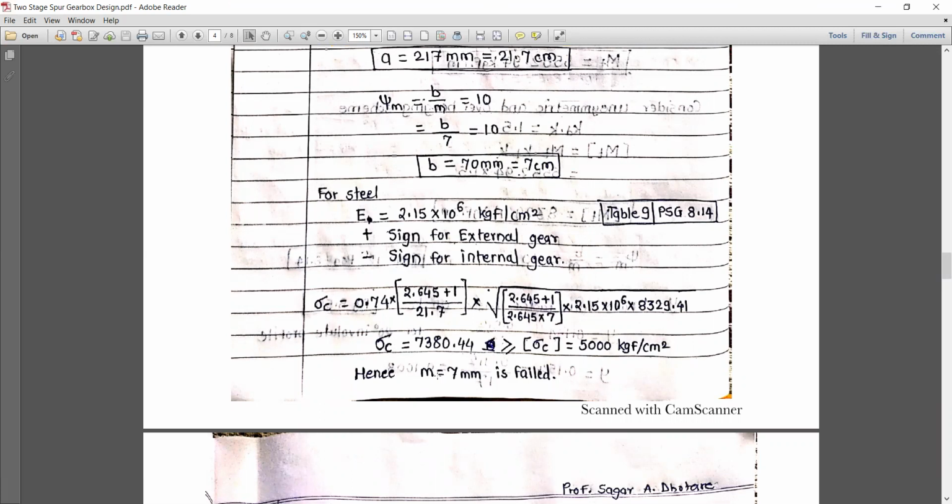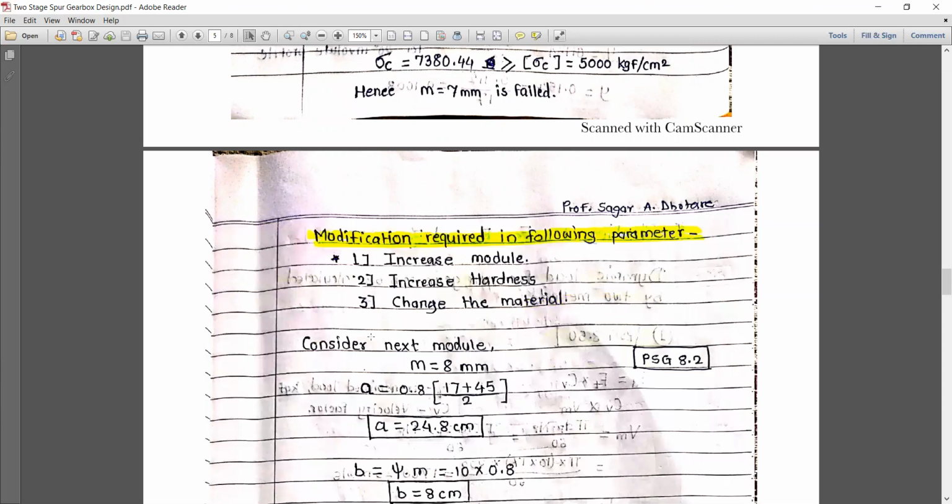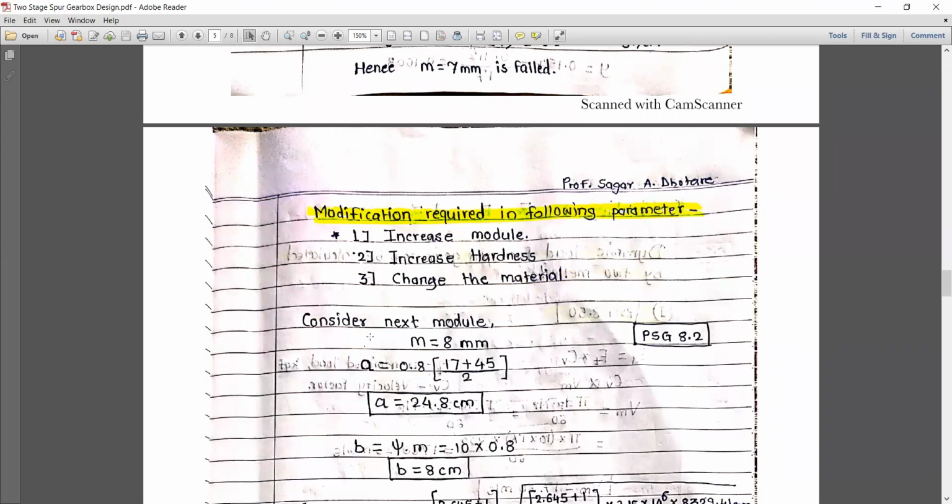So sigma c, now putting all the values, what do we get? Sigma c is equal to 7380.44, and our design value is 5000 kg per centimeter square. It means that module 7 fails. Here the module fails. Now what can we do? There are three options. One, you can increase the module. Second is increase the hardness, and third change the material. Now we are choosing the first one, increase the module.